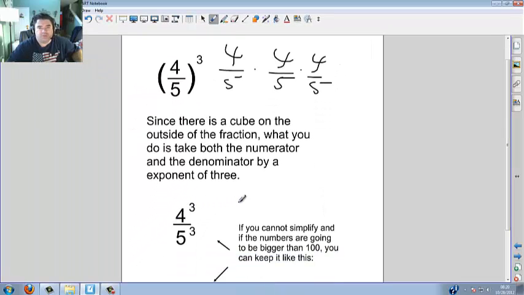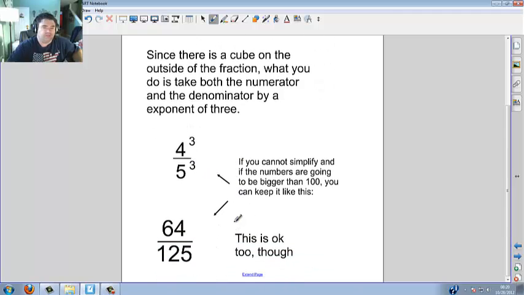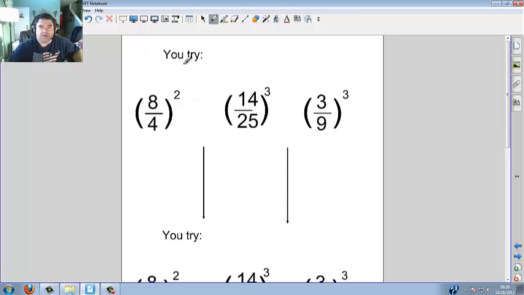So 4 to the 3rd power would be 64. 5 to the 3rd power is 125. And my rule was that if they were going to be bigger than 100, you could just keep it like this. But honestly, you're at math. Go ahead and just solve out the numbers. That's fine. So you try. Go ahead. You get the following.